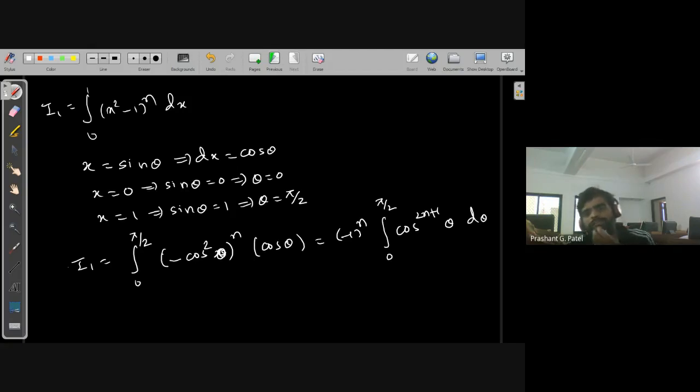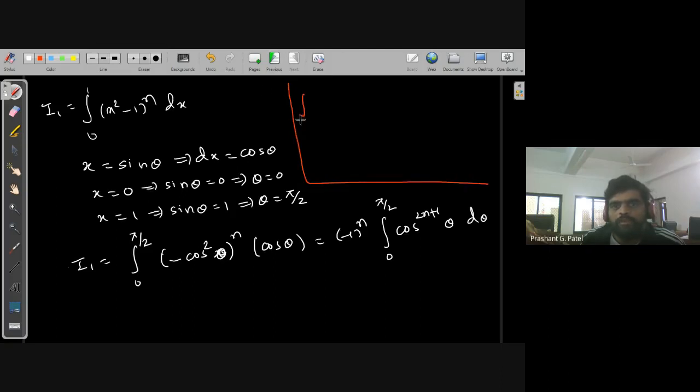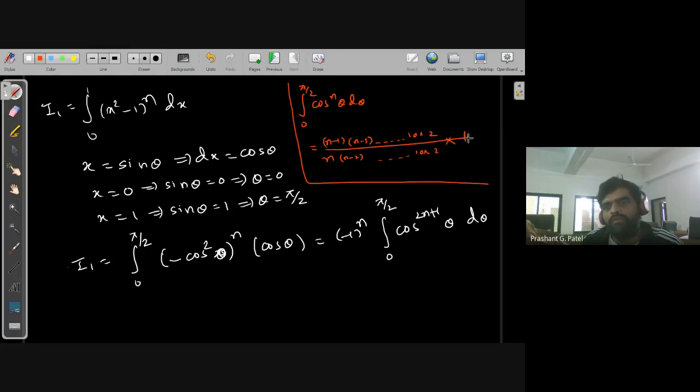And the value of this one is given by the reduction formula. What is the reduction formula? Let me write down that here. That is 0 to pi by 2 cos raised to n theta d theta is n minus 1, n minus 2, n minus 3 up to 1 or 2, into k, where k is pi by 2 if n is even, 0 if n is odd.